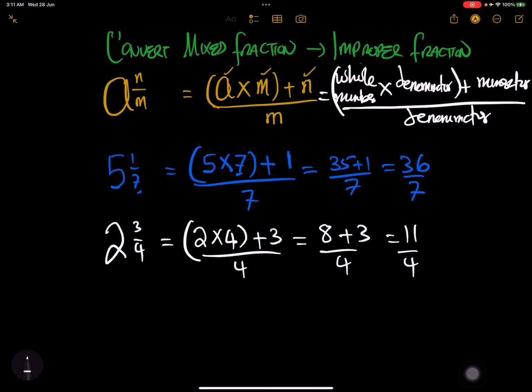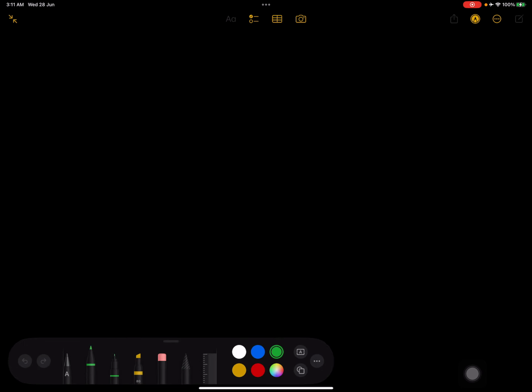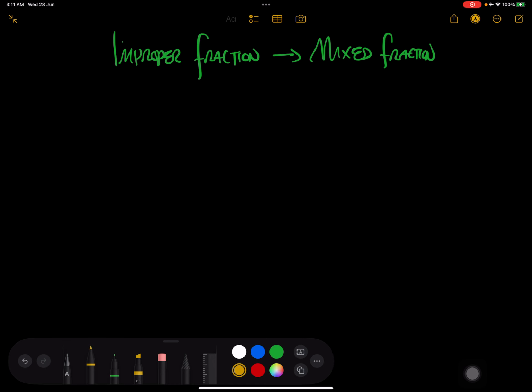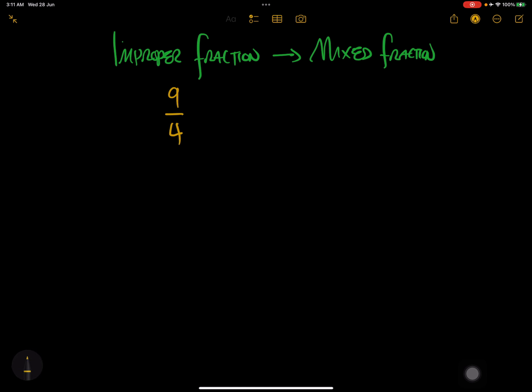Now let's also look at how we are able to convert an improper fraction to a mixed fraction. How do we do that? So let's imagine that we have, let's say, 9 over 4, which is an improper fraction. How do we change it to a mixed fraction?